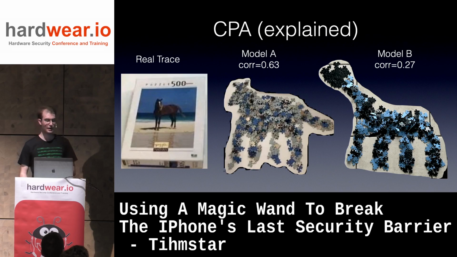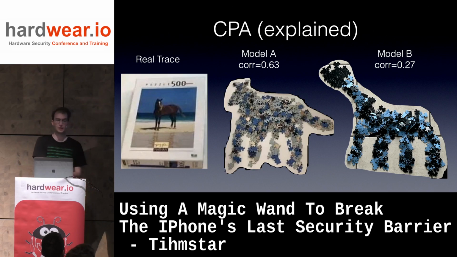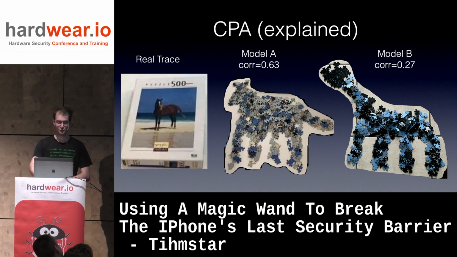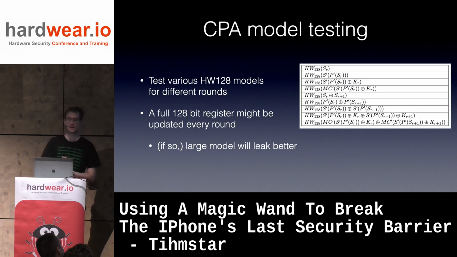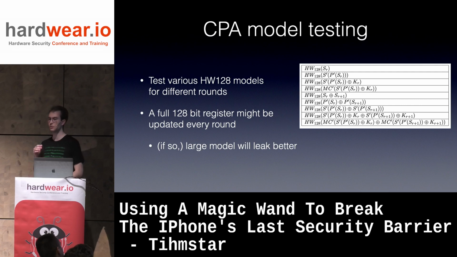So CPA explained: imagine you have the real trace on the left, and you have model A and model B. And then you can see that model A, the horse, is much better correlating than the giraffe on the right. So this is what we use for hacking the iPhone. Anyways, so I tested several models with CPA.